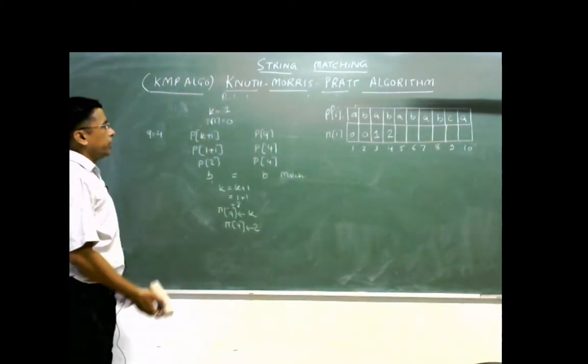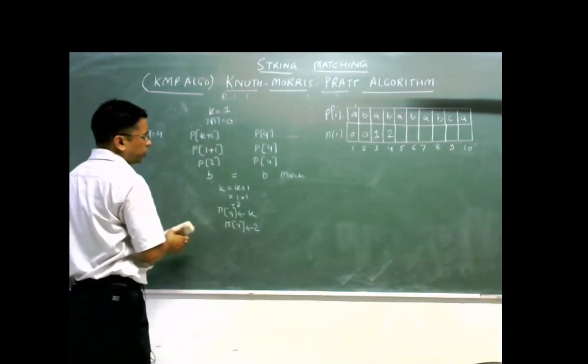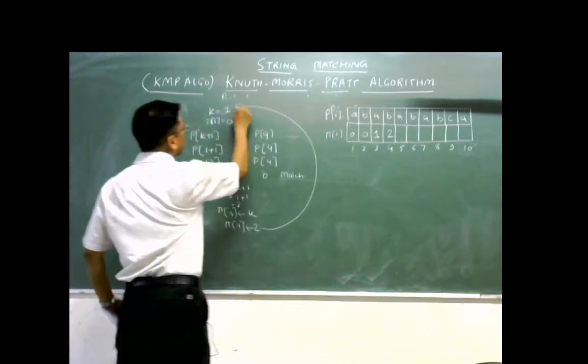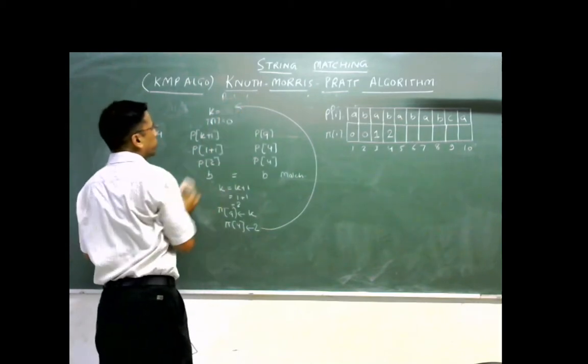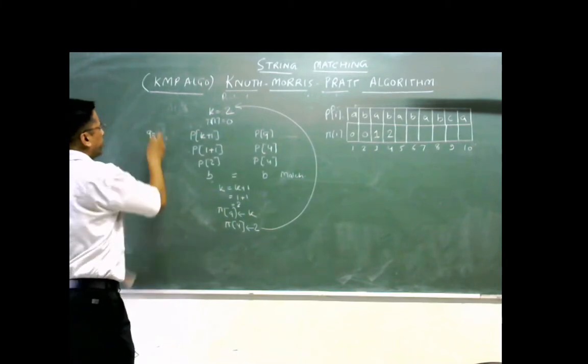Right? Now for the value q equals 5, this value would be shifted here. So this will become 2. Right? After that q will become 5.